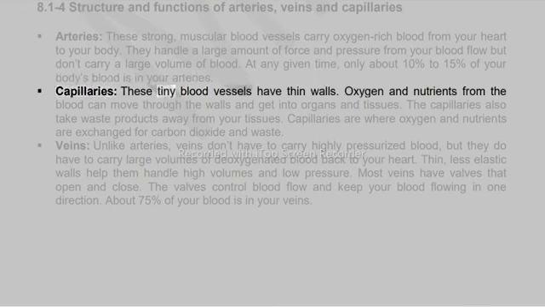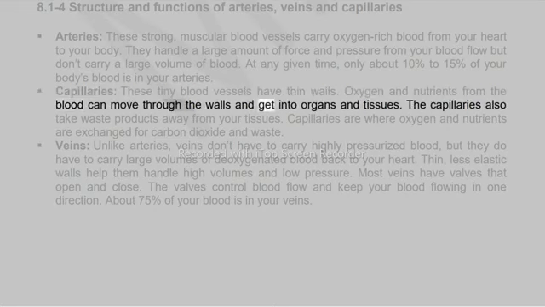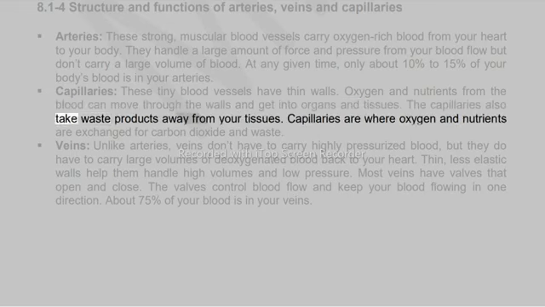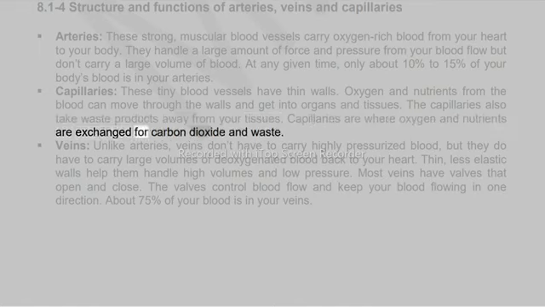Capillaries: these tiny blood vessels have thin walls. Oxygen and nutrients from the blood can move through the walls and get into organs and tissues. The capillaries also take waste products away from your tissues. Capillaries are where oxygen and nutrients are exchanged for carbon dioxide and waste.